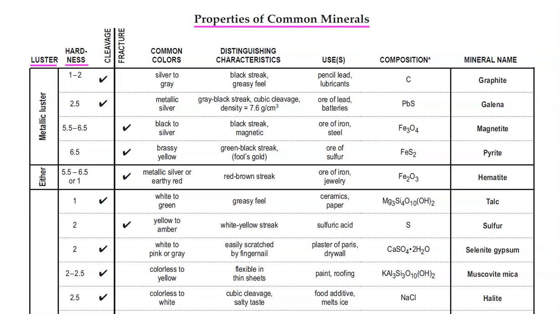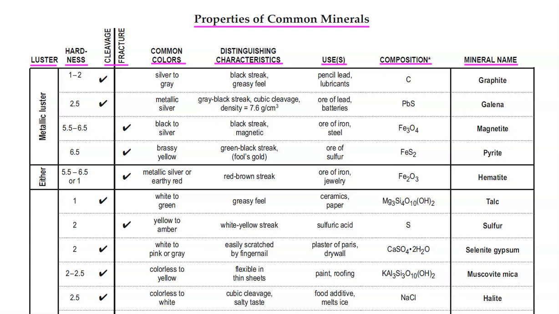column headings. All right, so we have all of these different columns. The column goes vertically. So we have luster on the far left, hardness is the second column, cleavage or fracture is the third column, common colors, distinguishing characteristics, uses, composition, and finally, all the way on the right-hand side, we have the mineral names. Okay, so how do we go and read information from this table?